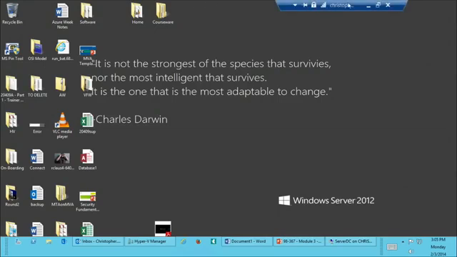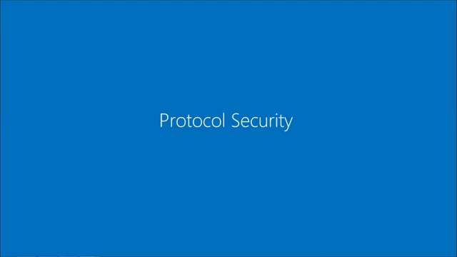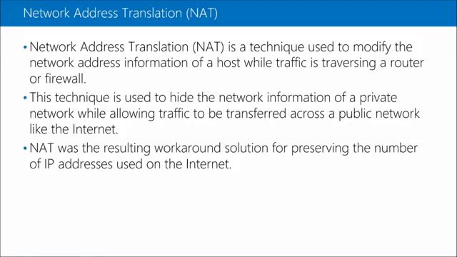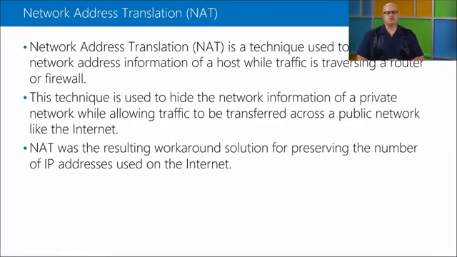And that's one of your options. So after routing, we talk about protocol security, multiple levels here. One level is network address translation. This is as much address expansion as it is protocol security. It's a technique used to modify the network address information of a host while traffic is traversing from a private network to a public network.